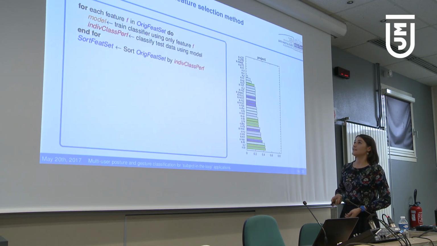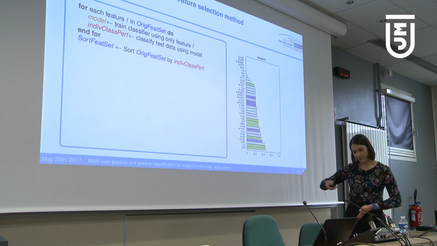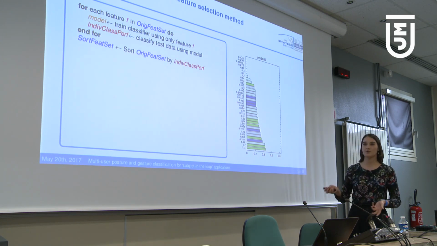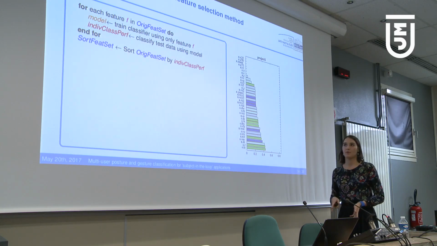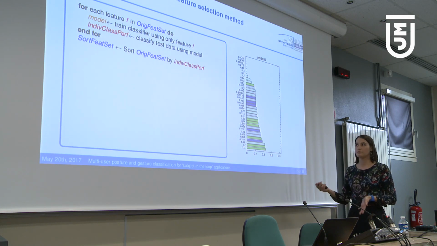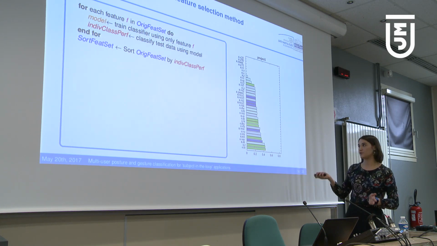Okay, and the second thing we do is that from the whole feature set we just pick the features which lead to a better classification performance. So this is the method. For each feature in this feature set, Giso was already talking about different features of a person doing some gestures or poses.